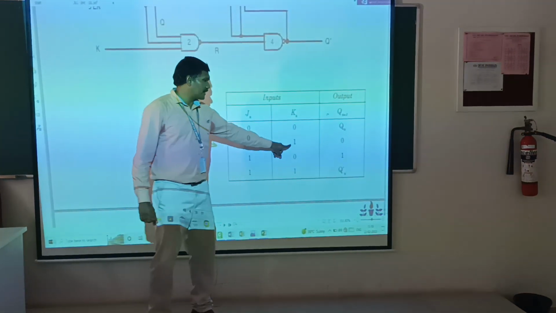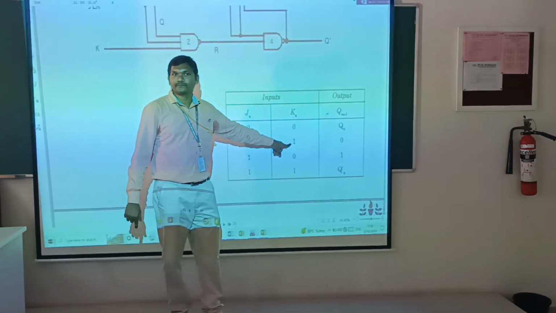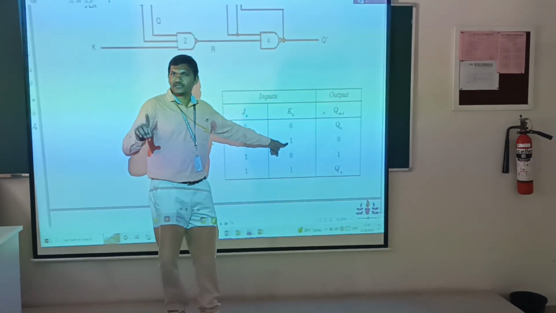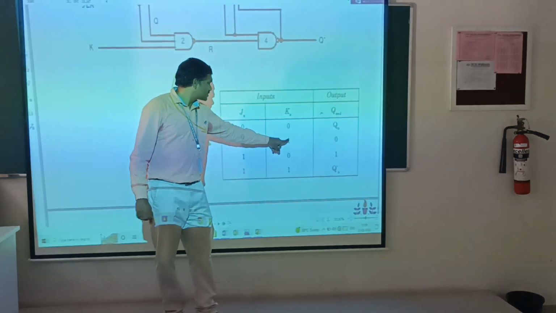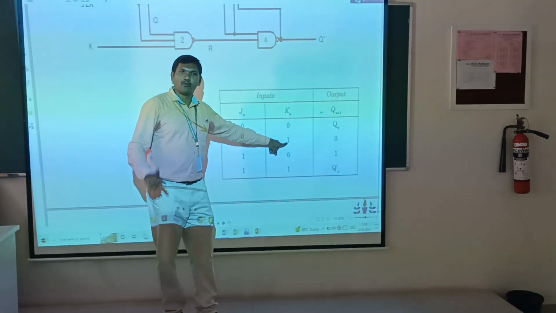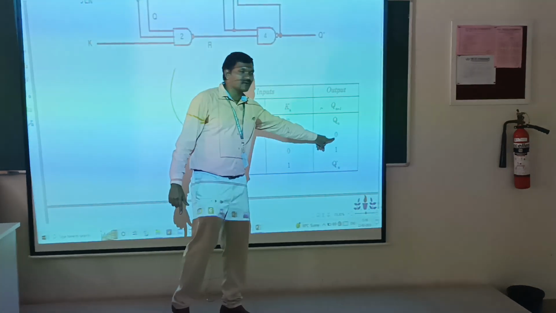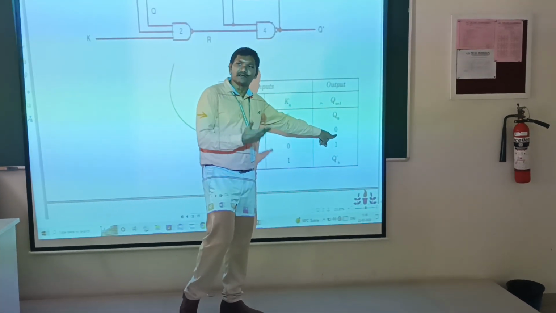Second case, 0 and 1. What does this indicate? It is equivalent to reset of the SR flip-flop. So whenever the value of K is equal to 1, whatever may be the previous state, the next state will be 0, which indicates reset.